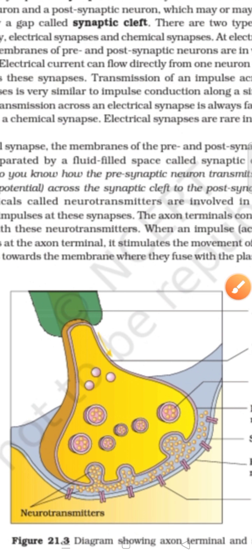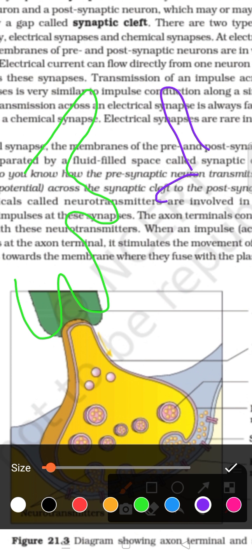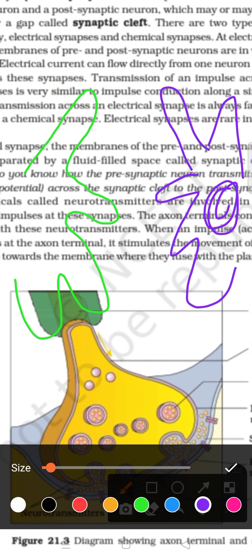Now for this, firstly we have to make one structure. Okay, this is the synaptic region. These are the axonal terminals, the endings of the axon, called axonal terminals. And this is the cyton of the next neuron. Please try to understand it.